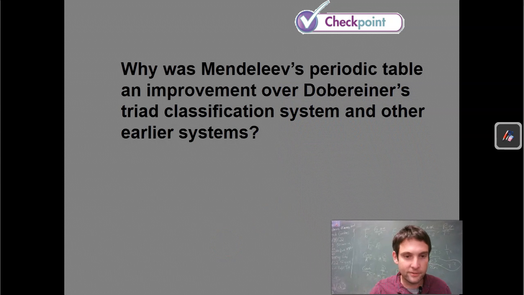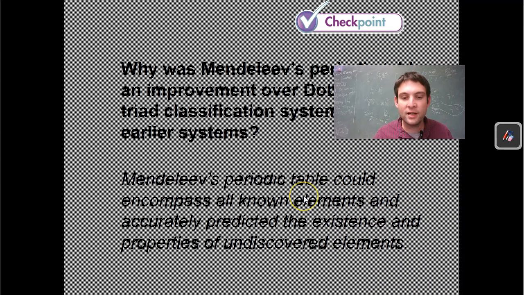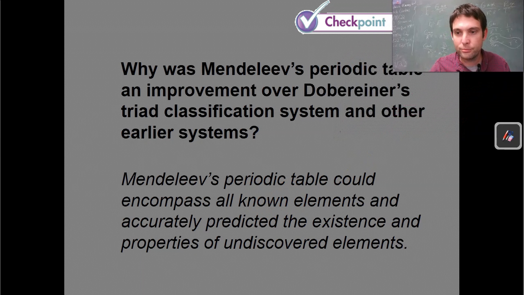Try this for yourself. Why was Mendeleev's periodic table an improvement over Dobereiner's triad classification system and earlier systems? Ready? Mendeleev's periodic table could encompass all known elements and accurately predict existence and properties of undiscovered elements. So if you're able to accurately predict something, that's pretty cool.